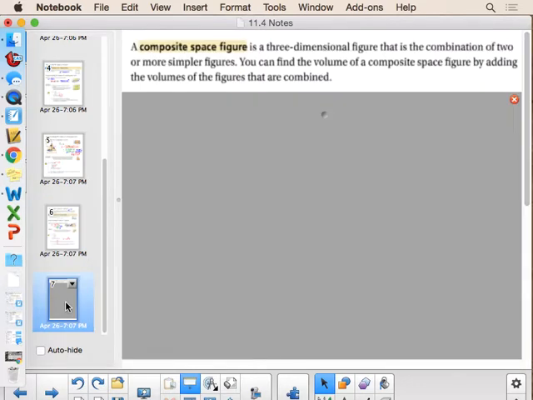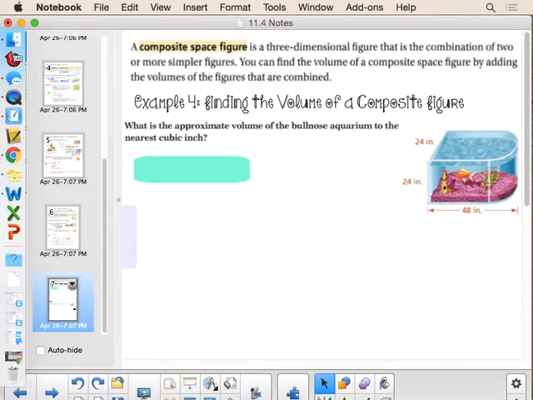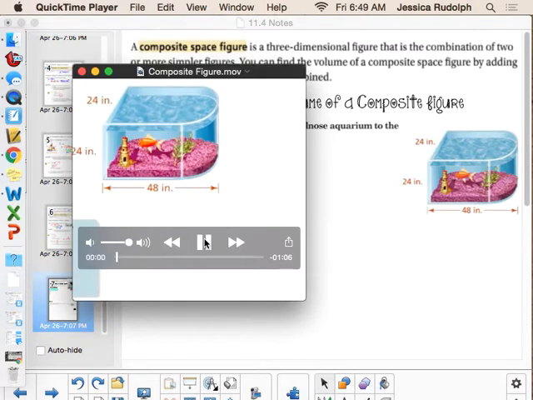Last one deals with the idea of composite space figures. Now, a composite space figure is just a three-dimensional figure that is the combination of 2 or more simpler figures. We can find the volume of these figures by simply adding their combined volumes. Okay? So what I have for us today is a fish tank. If it is helpful to you, I have a little video to illustrate how we can break apart the fish tank. Okay? Open this up, press play.